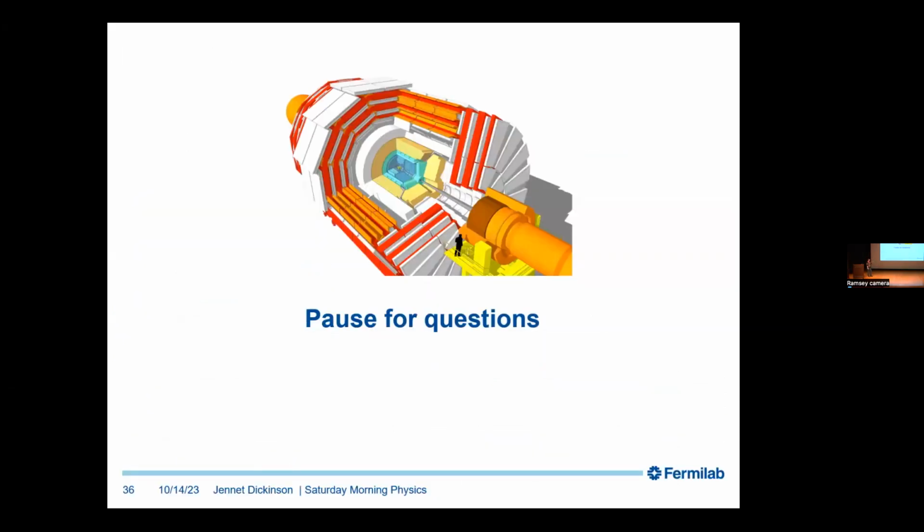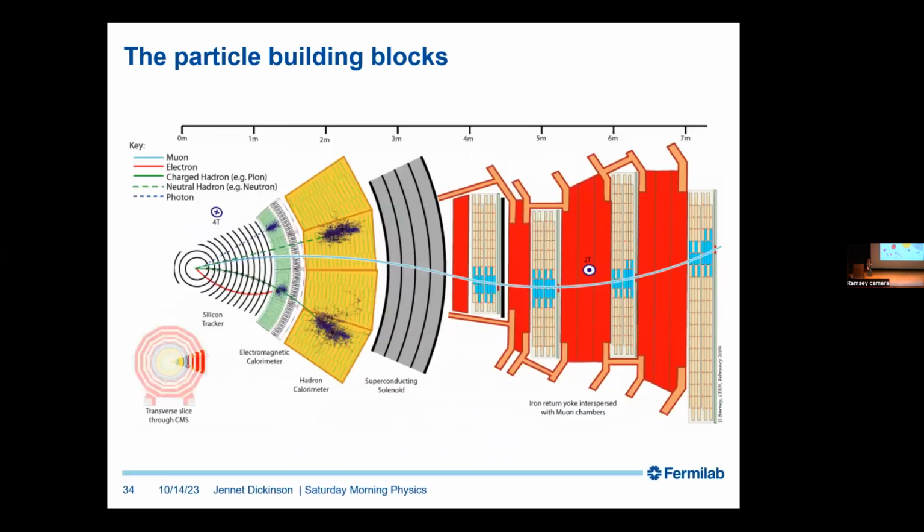Okay, so maybe we can take a pause for detector questions. Like the diagram of the different particles passing through, yeah, that one. How come some of them were curved and then the neutral and the photon weren't?